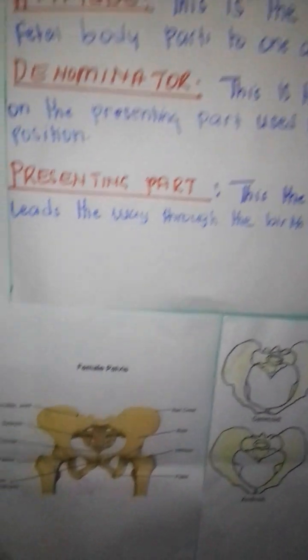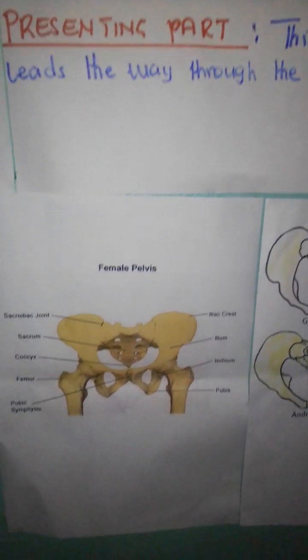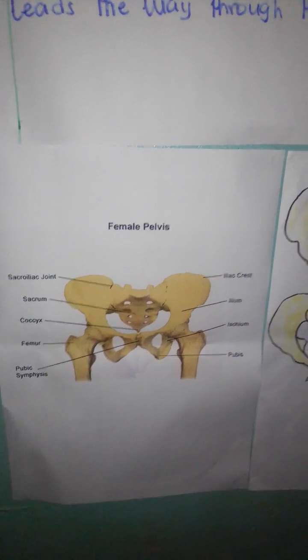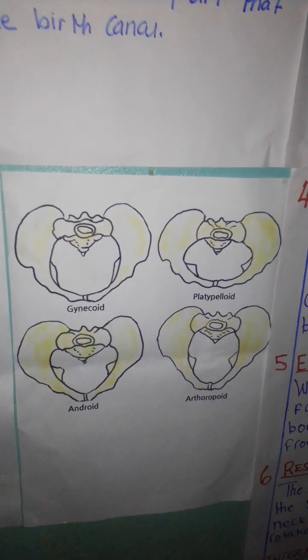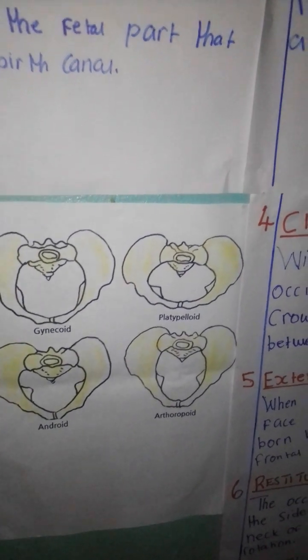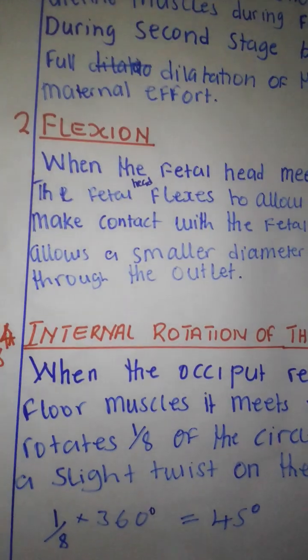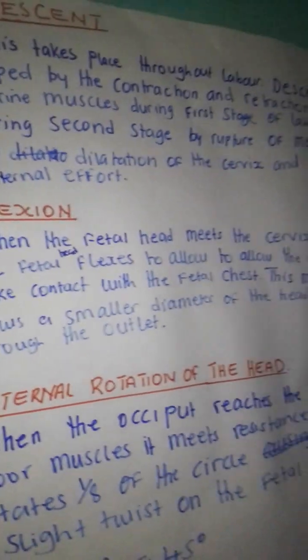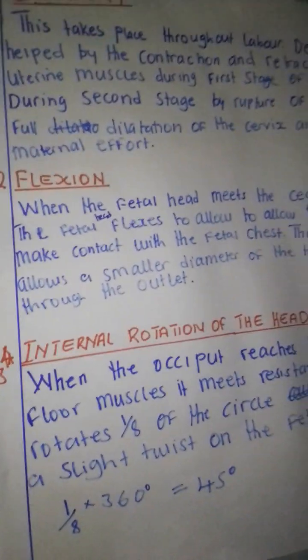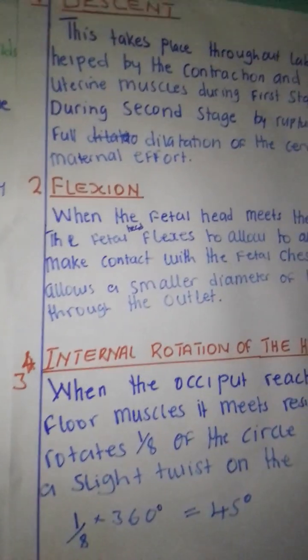Okay. So this is a diagram of the female pelvis. And here are the types of female pelvis. We have the gynecoid, platypelloid, android, and anthropoid. Now let us look at the steps that usually happen in the mechanism of labor.